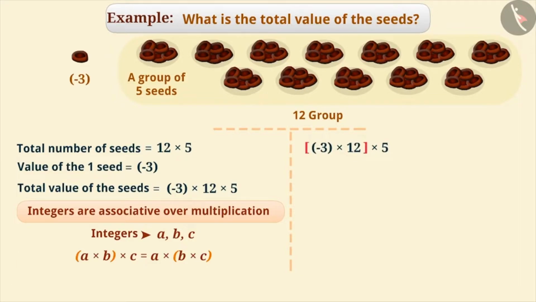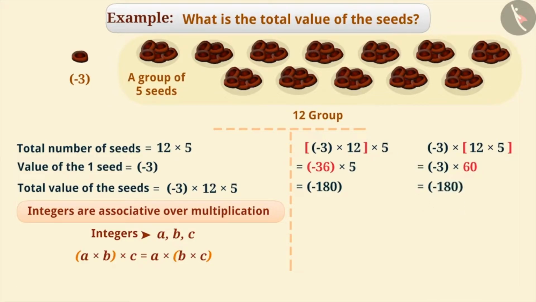Here, we can make a group of -3 and 12, or we can make a group of 12 and 5. If we make a group of -3 and 12 and find the product, we get the result -180. If we make a group of 12 and 5 and find the product, then also we will get the same answer. Can you tell me why did this happen? Think for a while.